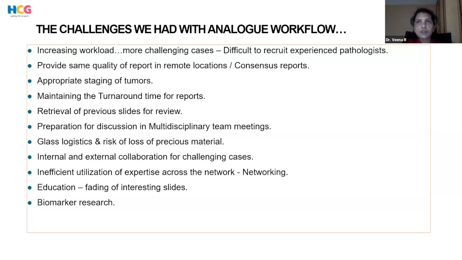And getting samples, slides and blocks from the remote locations was becoming a challenge, adding to the cost and the risk of loss of precious material and the time spent in the logistics. And as I said, we have 10 pathologists who are experts in histopathology reporting. So some of these pathologists' efficiencies were actually not utilized appropriately. They were doing fewer cases, or they were not reporting cases in which they were experts. So this was another area which we had to address.